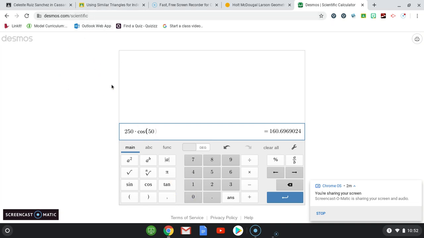If you want to, you could try and use the calculators on your phone. They might be difficult for you to use and find the buttons. So don't do that. Use this calculator because I just gave you the tutorial on it.